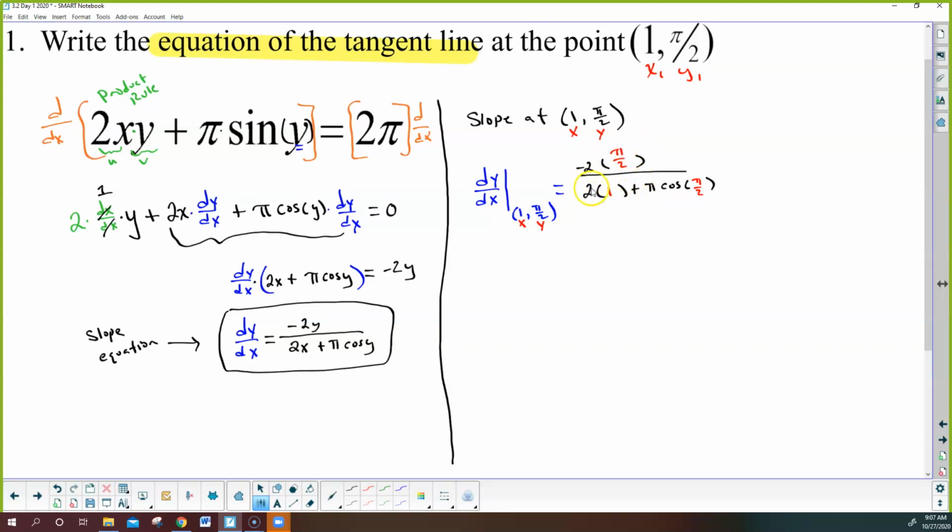So now the rest is just simplifying. The top part is friendly because this is 2 over 1. This negative 2 and 2 divided by 2, they're going to reduce out. And I'm left with negative pi up top.